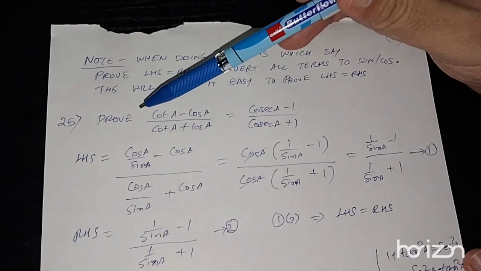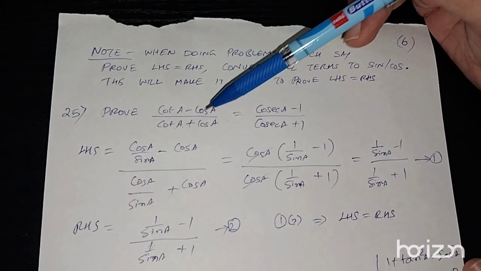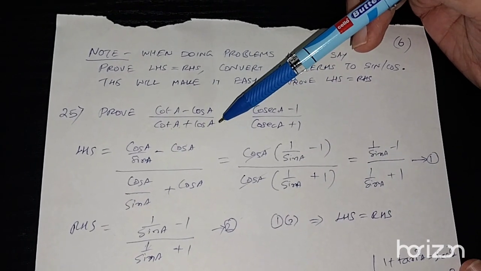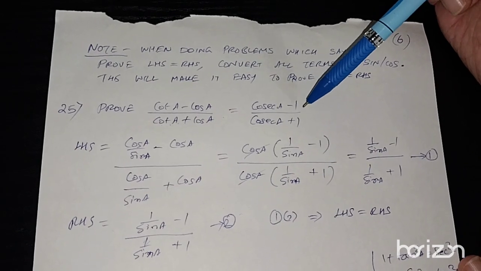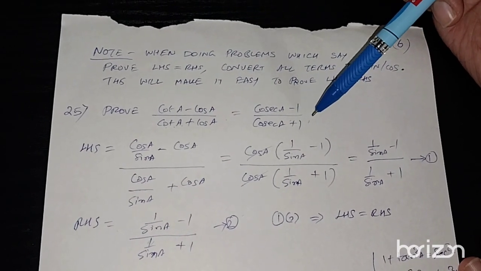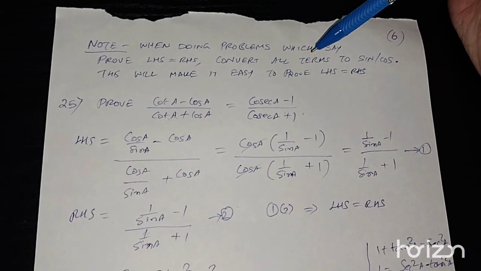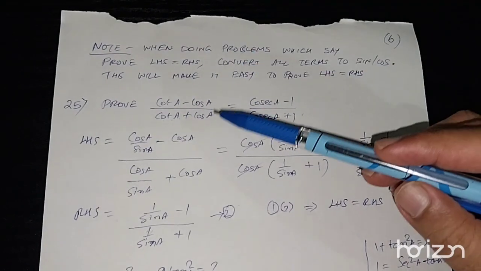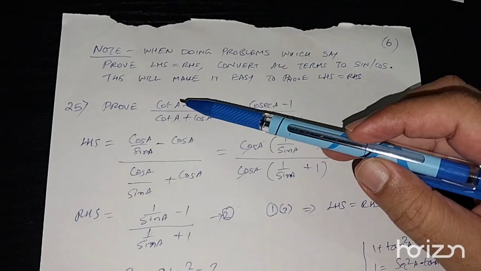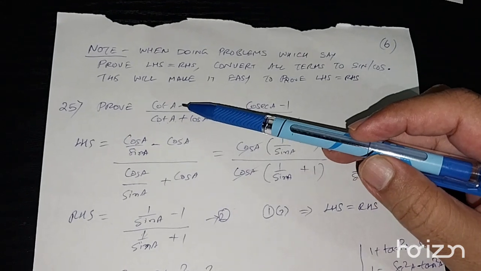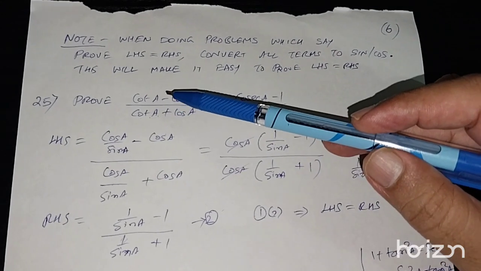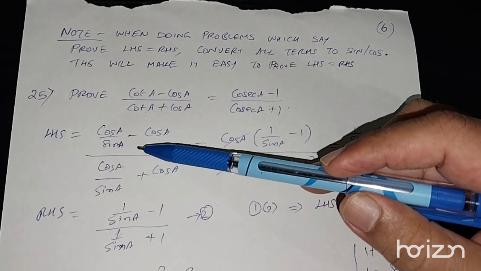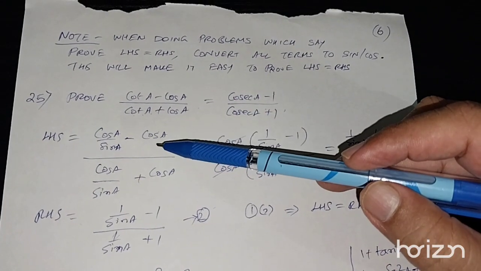Let's take an example. Prove (cot A minus cos A) divided by (cot A plus cos A) is equal to (cosecant A minus 1) divided by (cosecant A plus 1). Like I suggested, I will take LHS, that is the left hand side of the equal to sign, and I will convert each term as per sine and cos. What is cot A? Cot A, if you remember, is cos A by sine A. Cos A I will put as is.